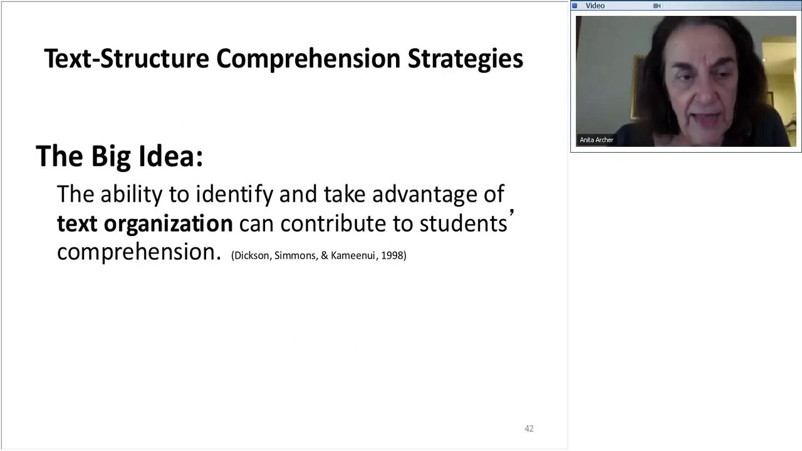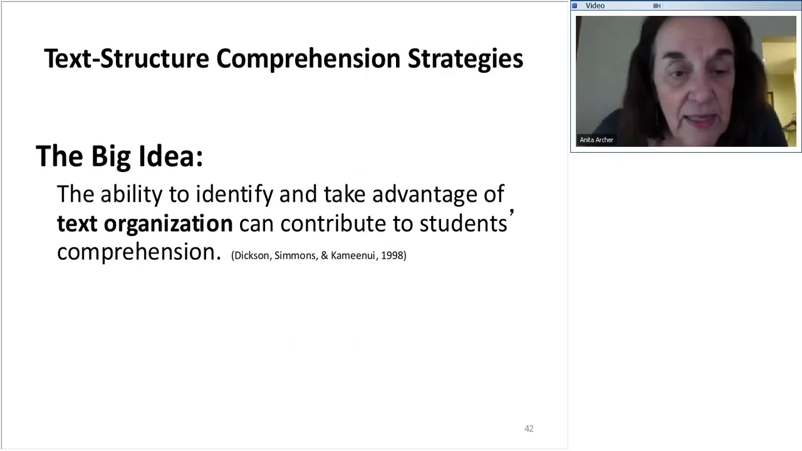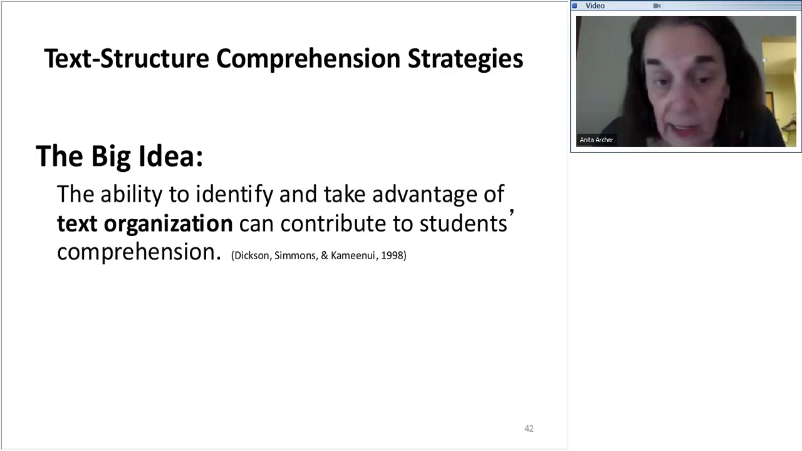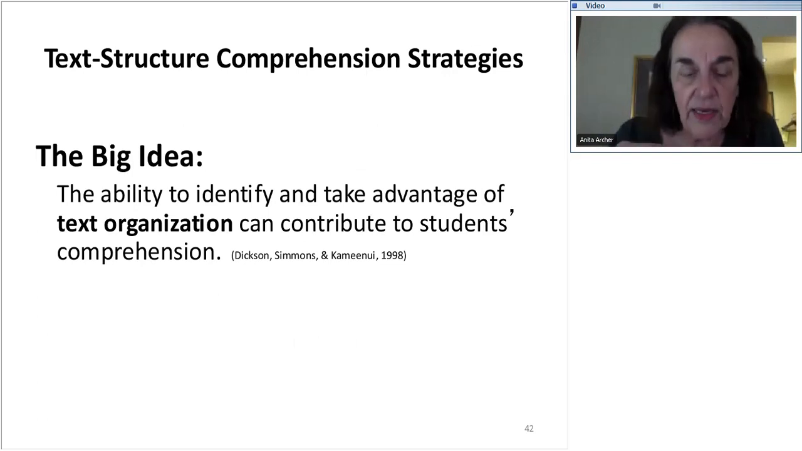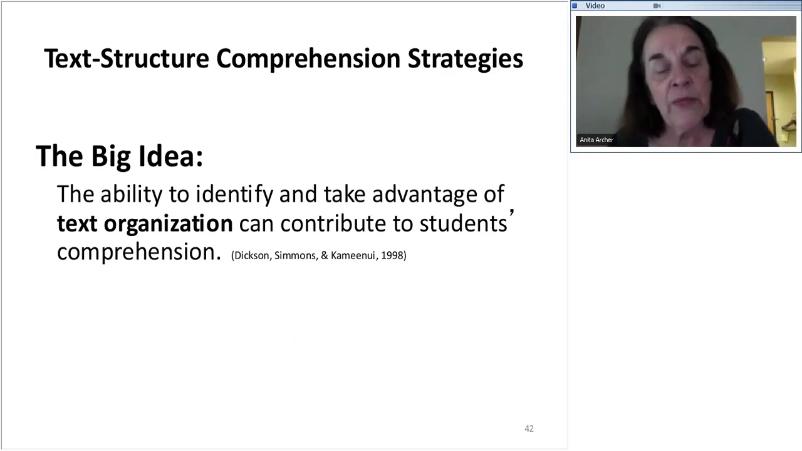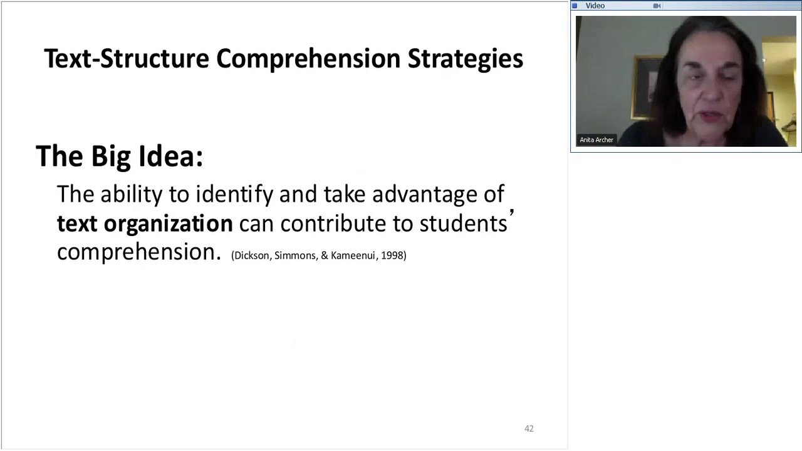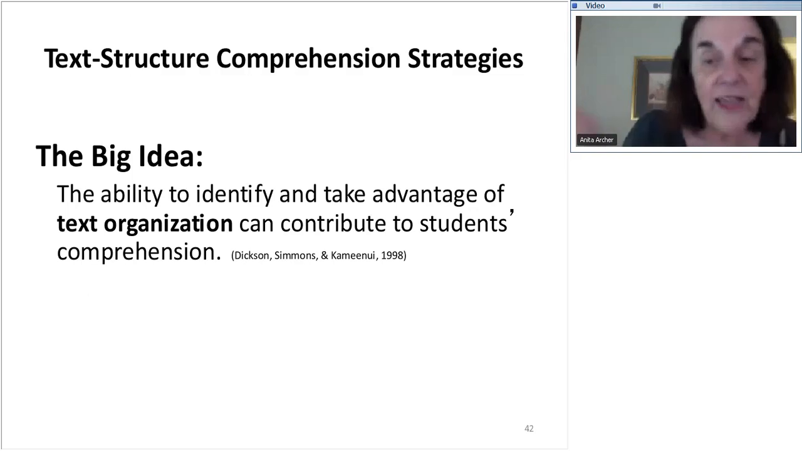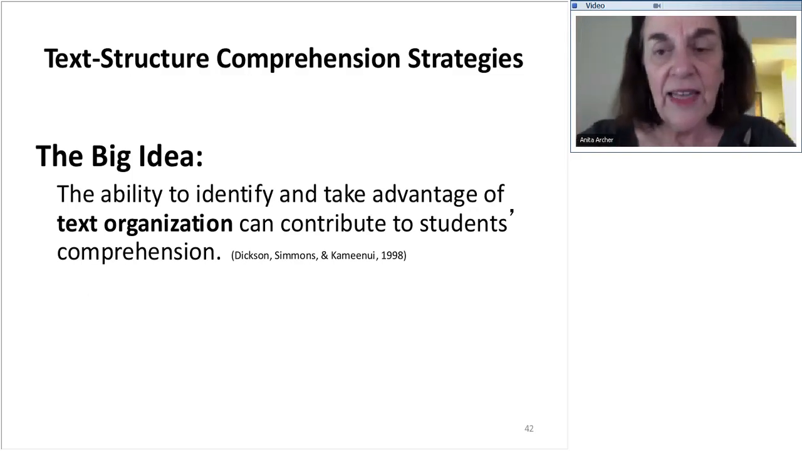We have good knowledge that, as Dickerson and Simmons and Kamanui said, the ability to identify and take advantage of text organization can contribute to students' comprehension. What's text organization? Well, using the headings and subheadings, using the fact that every paragraph has a topic and important details, right on. So we have numerous strategies that we could use that are based on that text organization. And I tell you, we just have to be using them when we have articles in our core program that are informational text, as well as when we have science, social studies, health, consumer science, any of those situations.